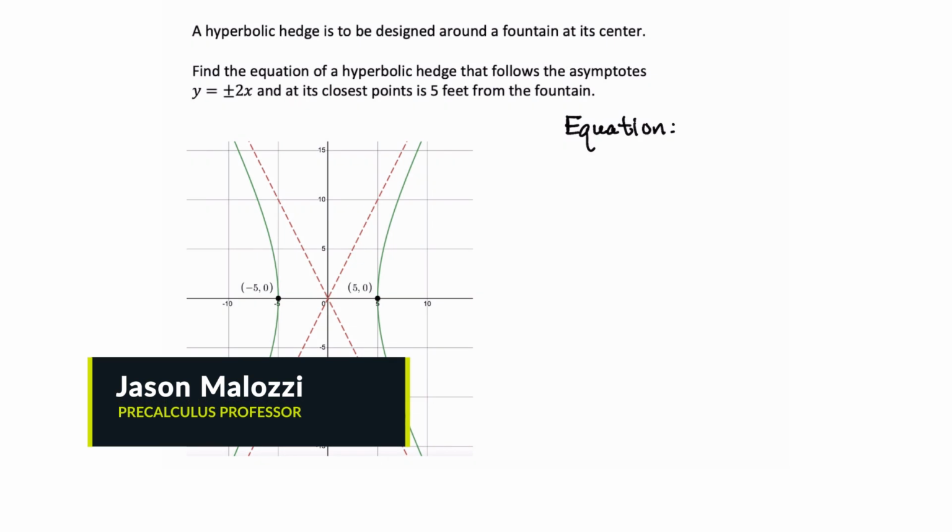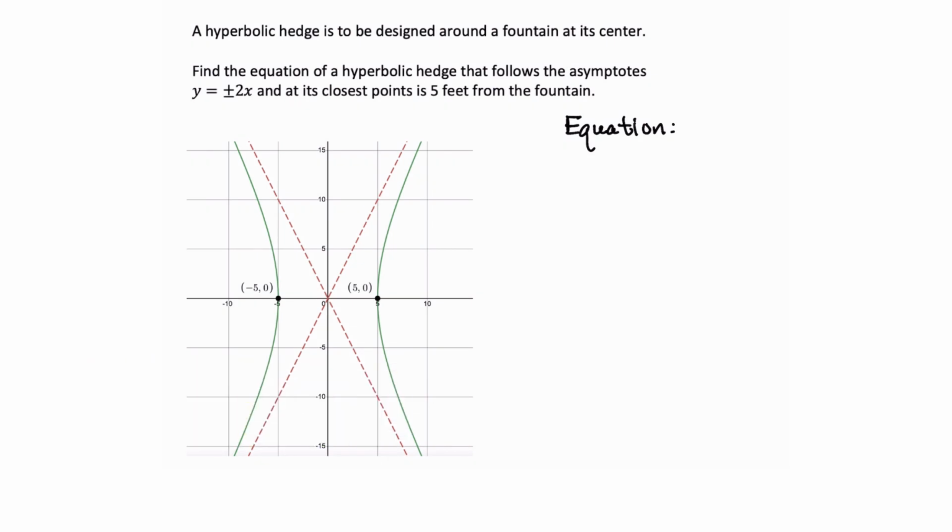What we have in this graph is a hyperbolic hedge that's to be designed around a fountain at its center. So the center is positioned at 0, 0 there. We want to find the equation of this hedge that follows the asymptotes y equals plus or minus 2x, as you see in the dashed red lines there, and its closest point being 5 feet from the fountain.